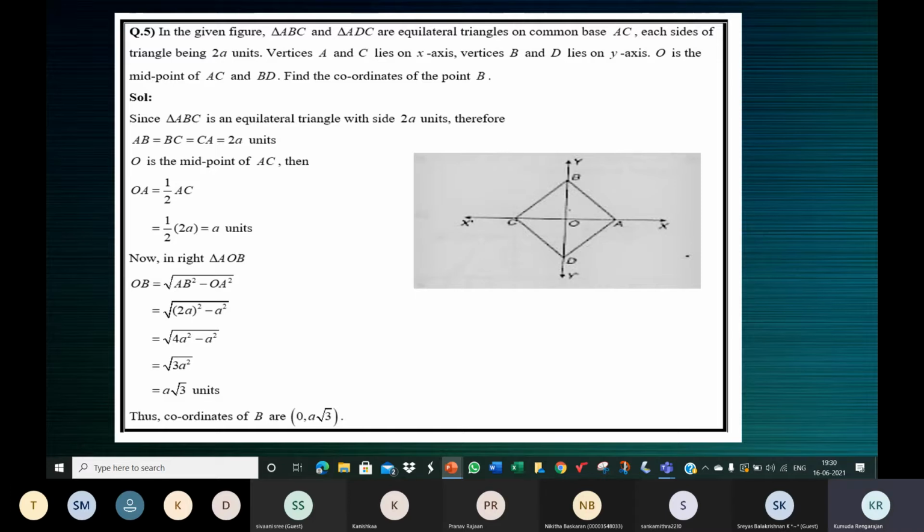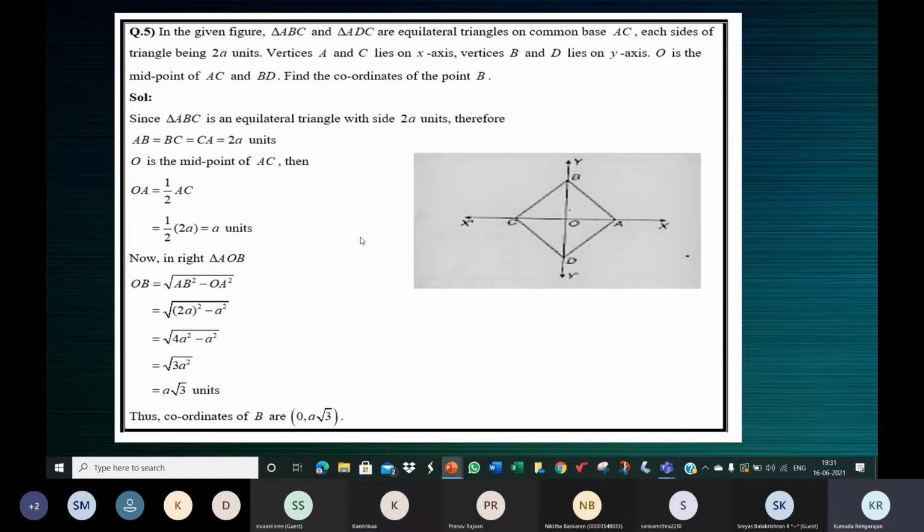Root 3 by 2. The formula to find the area of an equilateral triangle is root 3 by 4 a square, root 3 by 4 into side square. The formula to find the length of the altitude of an equilateral triangle is root 3 by 2 into a. So applying that, you can directly get this answer. You need to make a note of it in your book. If you're just listening to me, then maybe you will not understand. Ma'am, can you say that again? Yeah, I'll repeat the formula.